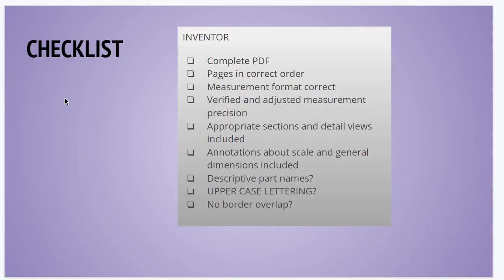Let's look at the final checklist. You need to make sure you have a complete PDF. It will be one PDF with about 8 pages. Make sure they are in the correct order following your balloons. Make sure your measurement format is datum and that it's correctly placed and not overlapping and not messy. That you have verified and adjusted your measurement precisions throughout the document, and that's tedious, but you need to do it. I'll be checking for a specific view to make sure that they are correct.